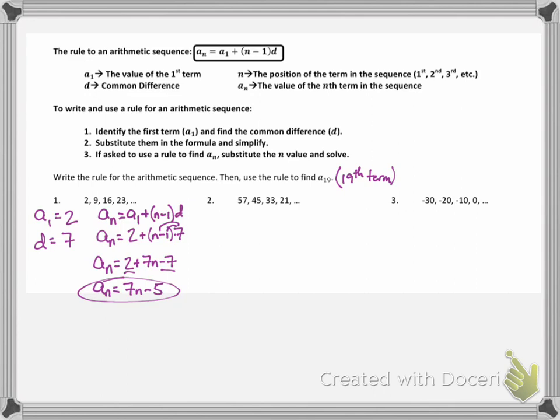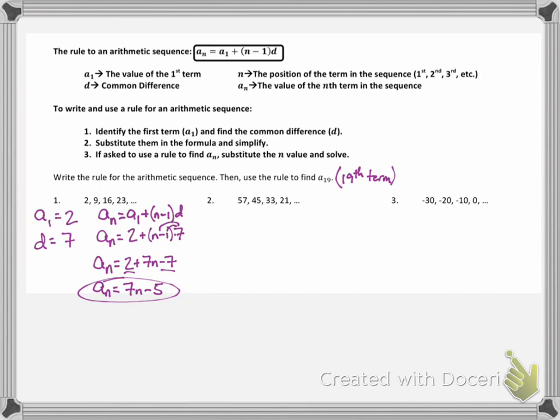That right there will represent all the possible solutions that I can get based on whatever term I'm trying to find. So now the second piece of it is to use the rule to find the 19th term, a sub 19. One other thing I can write down here, and actually I'll write this a little bit lower, because ultimately we don't want to use that n value of 19 until we actually have an equation that's written down.